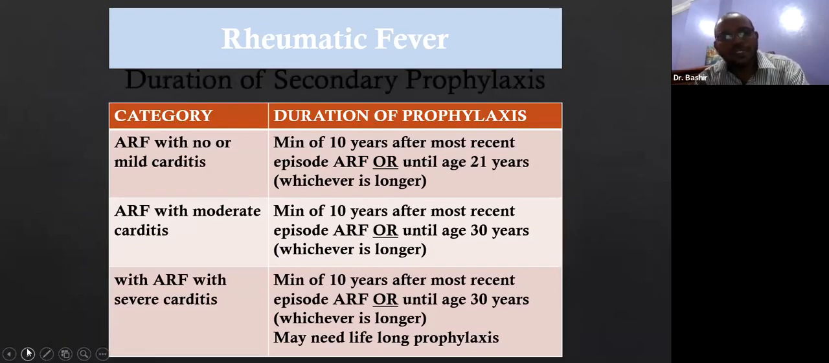Duration of secondary prophylaxis: if acute rheumatic fever with no or mild carditis, minimum of 10 years after the most recent episode of acute rheumatic fever, or until 21 years of age, whichever is longer.